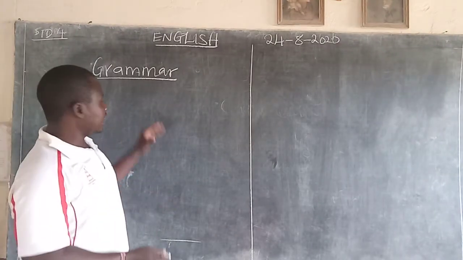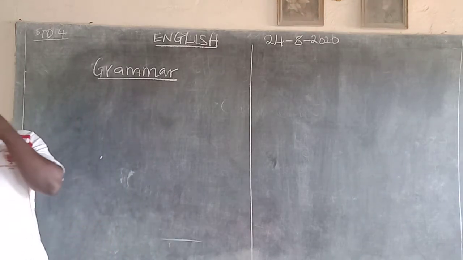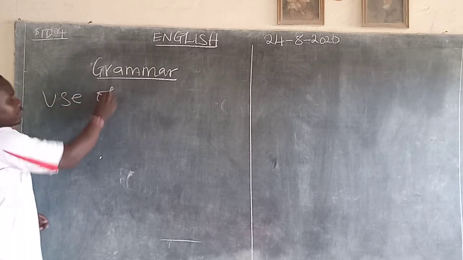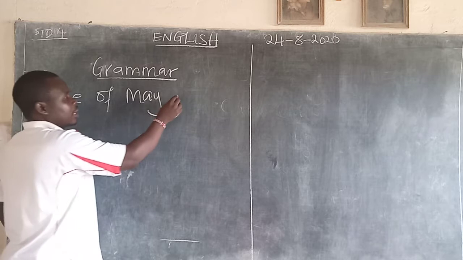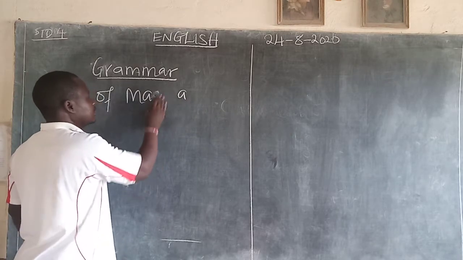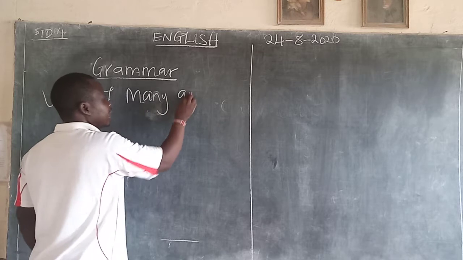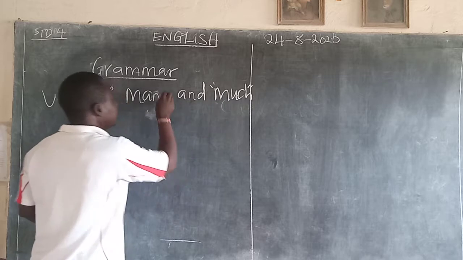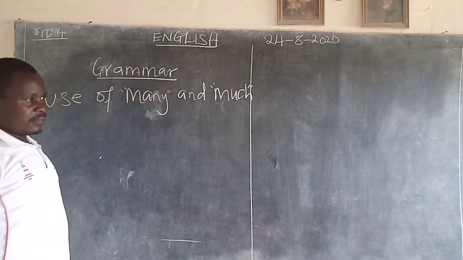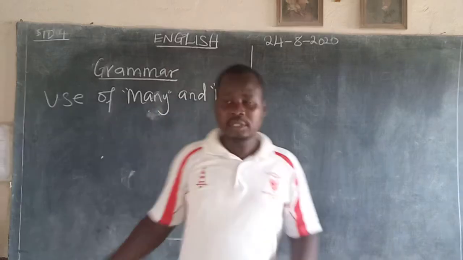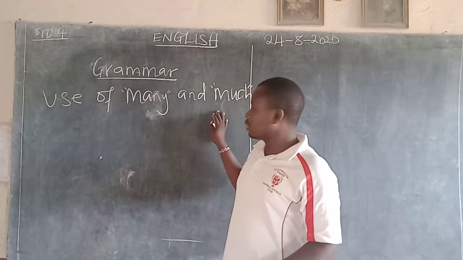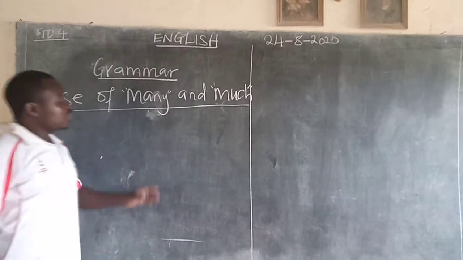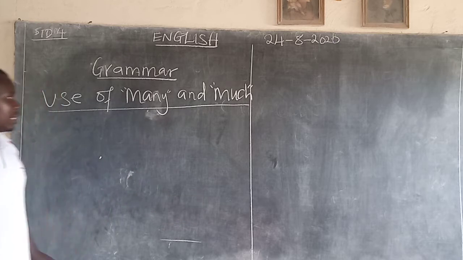Today we want to look at another thing that is under grammar. We want to look at how we use many and much. We want the use of many and much. Here we realize many and much mostly confuse the learners in constructing a sentence. Let us start with much.